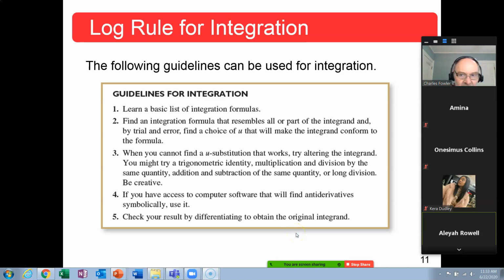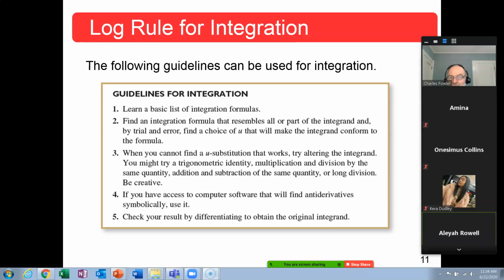Okay, where we left off last time, we're in Chapter 5, Integration, Section 5.7, Natural Logarithmic Functions, Integration. And here are the guidelines that are trying to summarize just about everything we've done with integration so far. First, learn a basic list of integration formulas. I like to say it this way: use them enough they get to be your first cousins. You don't have to sit and memorize them. You know them. Get familiar with them.